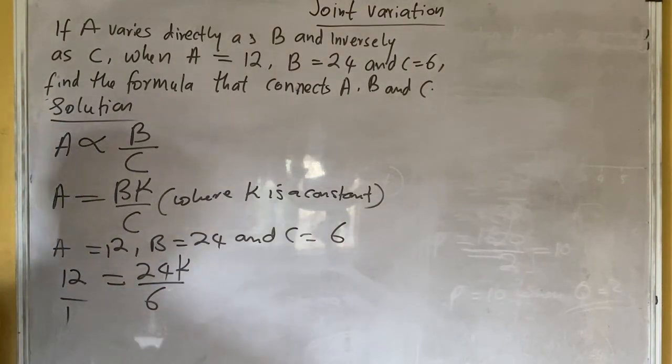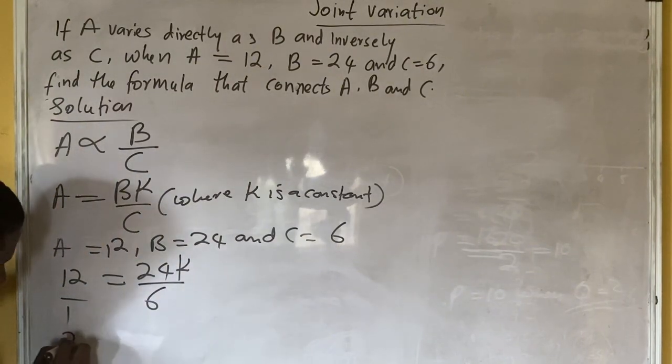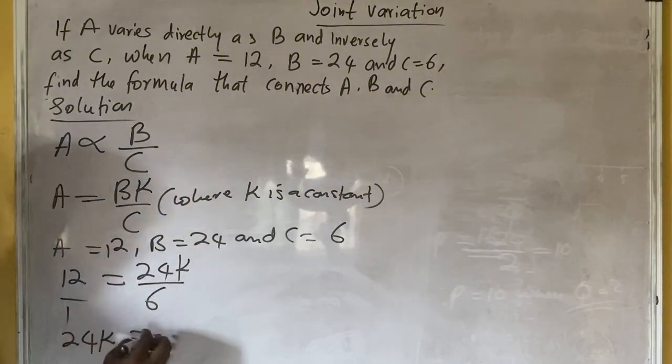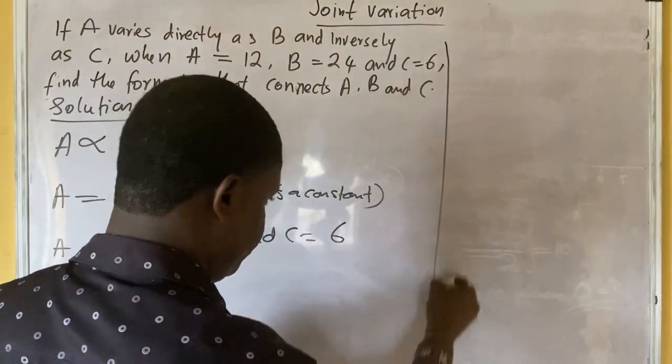Okay? So here, let's cross multiply, or you can divide directly, or cross multiply, any one that you want. So let's cross multiply. If we cross multiply, that means we're going to have 1 times 24, which gives us 24K, equals what? 12 times 6 will give us what? 72. Okay? So let's continue from here.